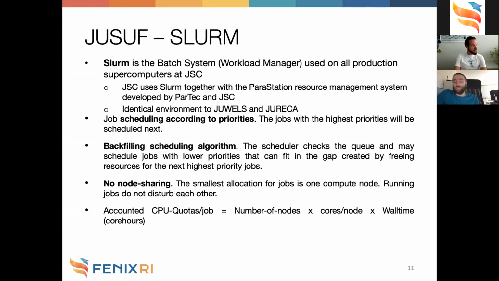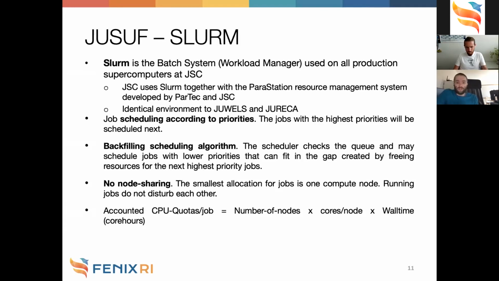Job scheduling happens according to priorities. That depends on the project, according to which your compute time is allocated. Then there's backfilling. If there are available resources on the system, then your job may still get scheduled if there are enough resources for it. And node sharing is not supported on our system. So the minimum allocation unit is 1 node. Even if you're using just 1 core, you still get 1 node.